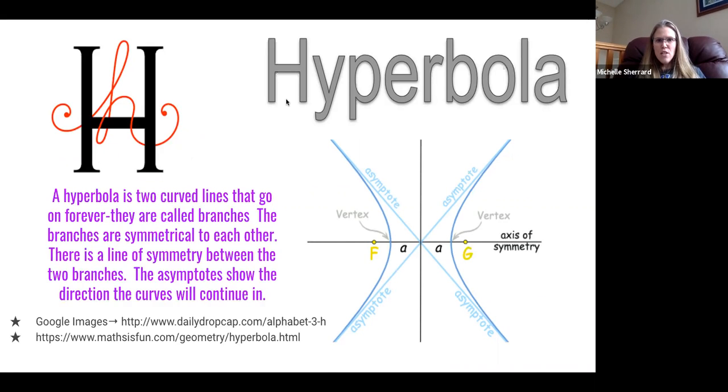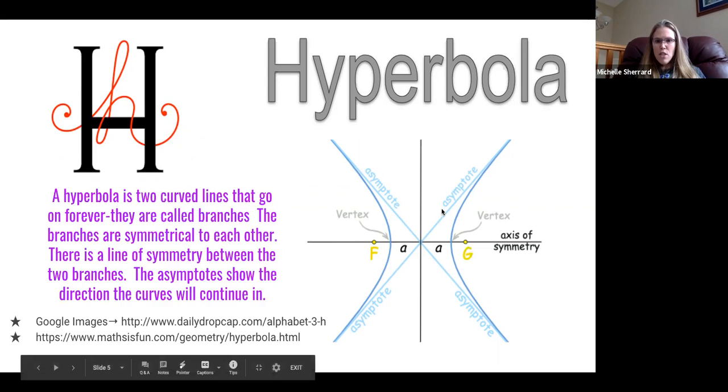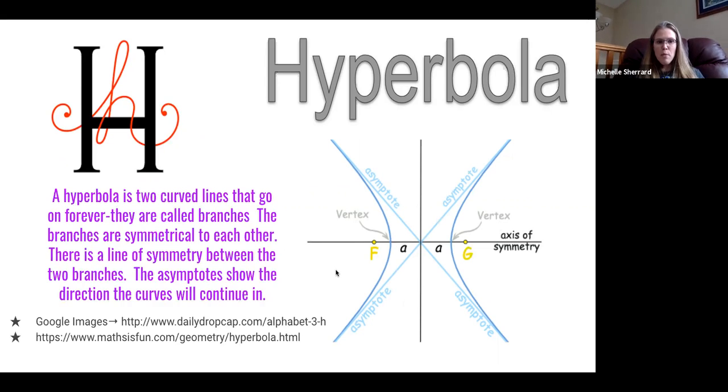So here's the letter H. The word is hyperbola. Here's an example. I used Google Images to get the letter H, and then I used mathisfun.com/geometry hyperbola to get my image and my definition, which I did put in my own words. A hyperbola is 2 curved lines that go on forever. They are called branches. The branches are symmetrical to each other. There is a line of symmetry between the 2 branches. The asymptotes show the direction the curves will continue in. So here's one example of a word that I figured many students would not know that you could add to your vocabulary. You cannot use this one as one of your pages though. This is just a sample.